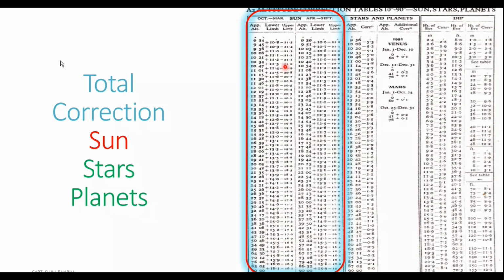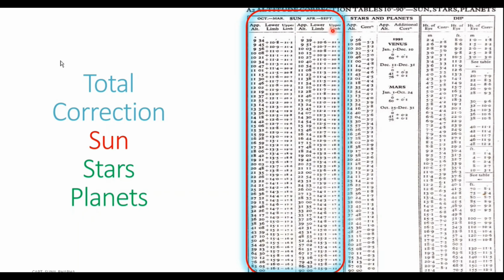Now, one more thing which you will observe here is that the total correction table of the sun is divided into 2 parts. The first part of the table gives you the total correction for the period between October to March. And the second part of the table gives you the correction between April to September.